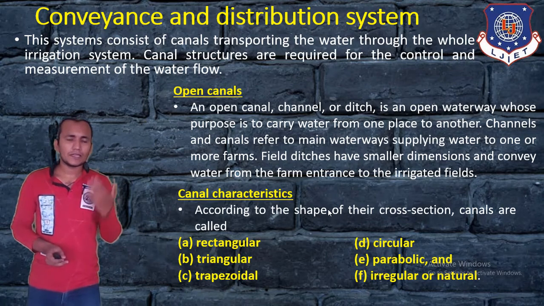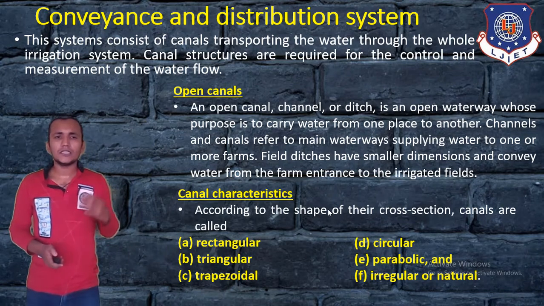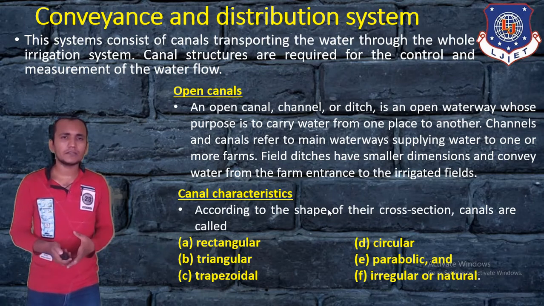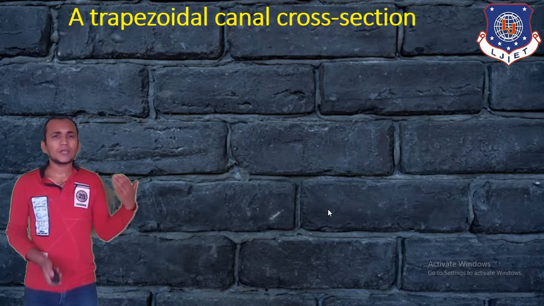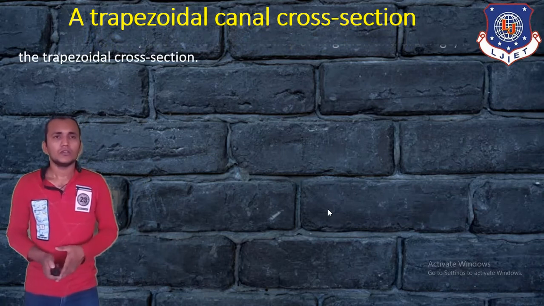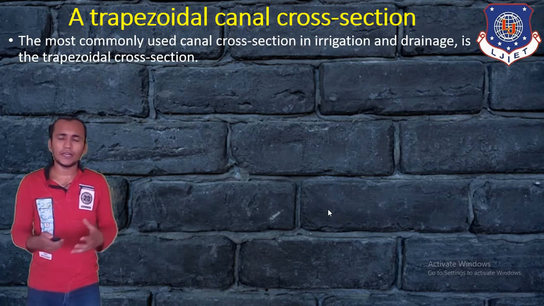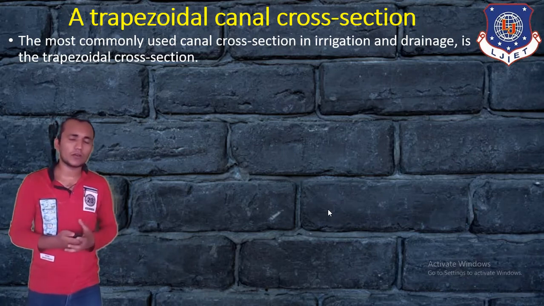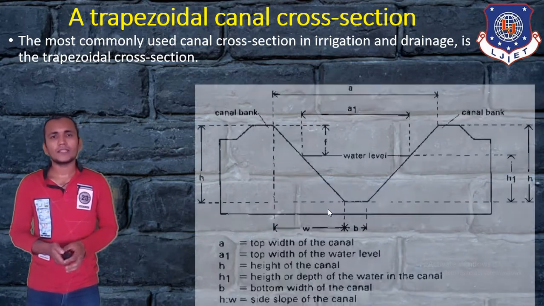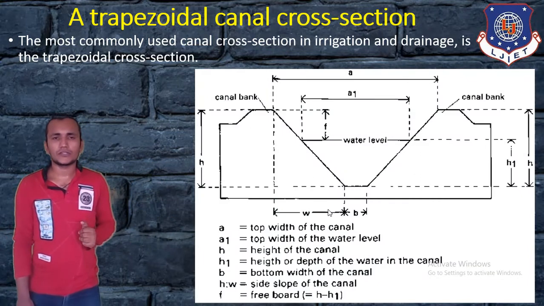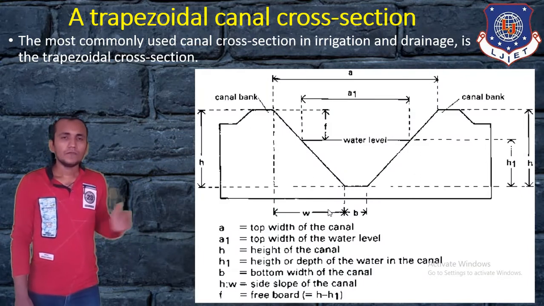So here, that is canal characteristics. If we see one of the examples or figures for canal characteristics, you can see a trapezoidal canal cross section. The most commonly used canal cross section in irrigation and drainage is the trapezoidal cross section. So you can see that is a picture of a trapezoidal canal cross section.